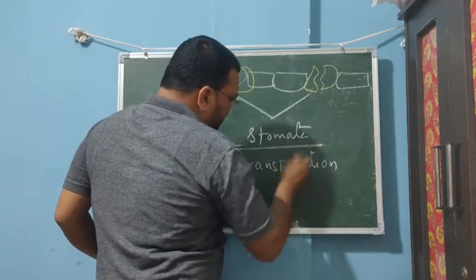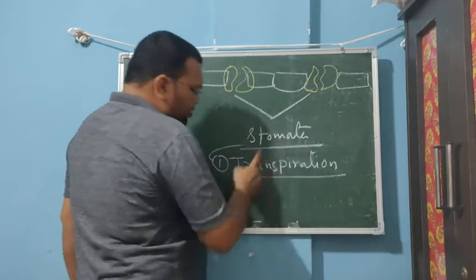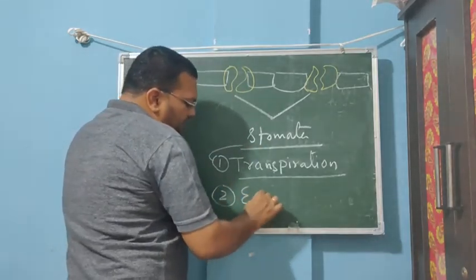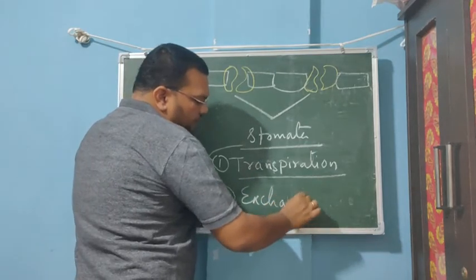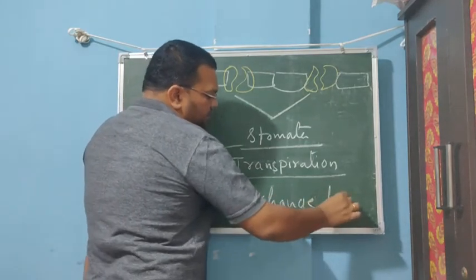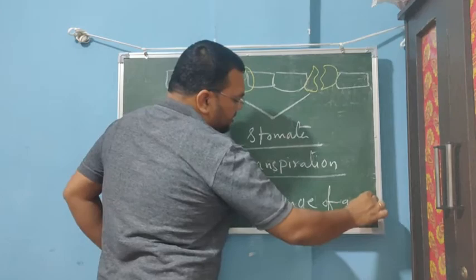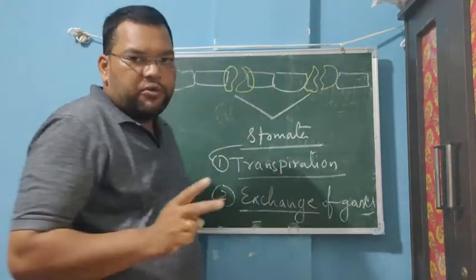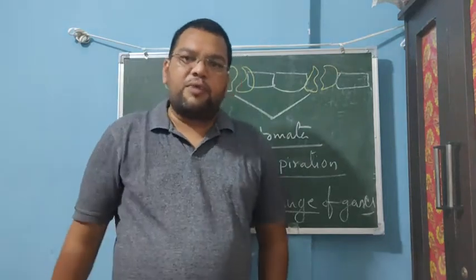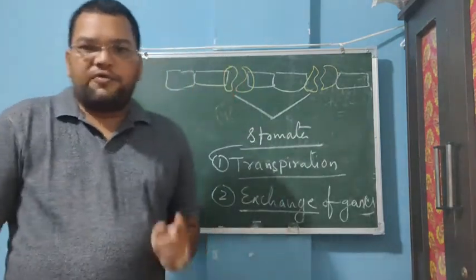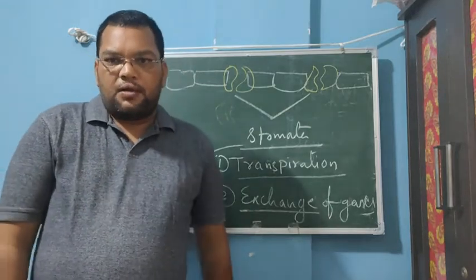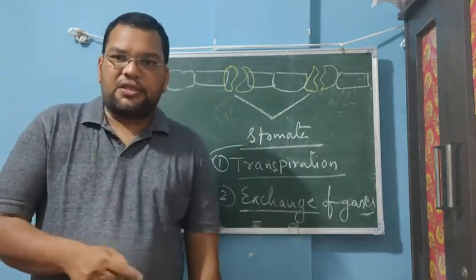The first major function performed by the stomata is transpiration, and the second is the exchange of gases. I'm going to explain what they are. The exchange of gases and transpiration are the two major functions performed by stomata. Now the first is transpiration. What is transpiration? Now I'm giving you the definition.